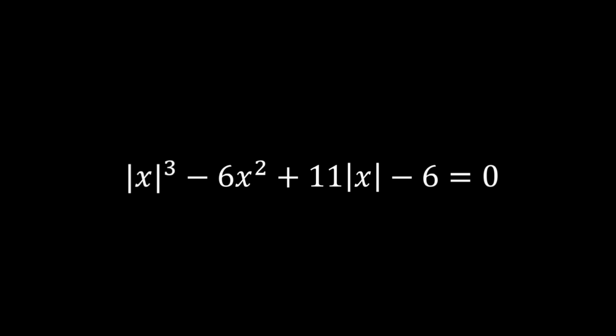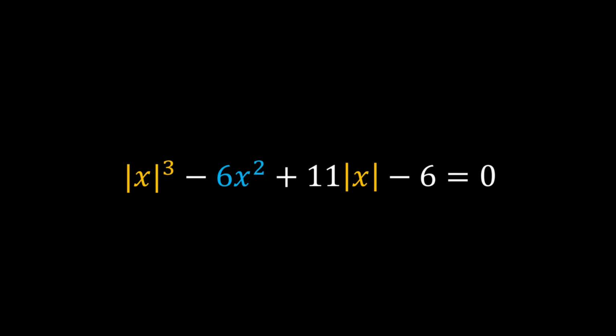Here's an equation that looks like a mess at first glance. The absolute value of x cubed minus 6x squared plus 11 times the absolute value of x minus 6 equals 0. It's cubic, it has absolute values, and it mixes absolute x with x squared. Most people see this and think, this is going to be really complicated. You might be tempted to throw graphing calculators, numerical methods, or brute force guessing at it.